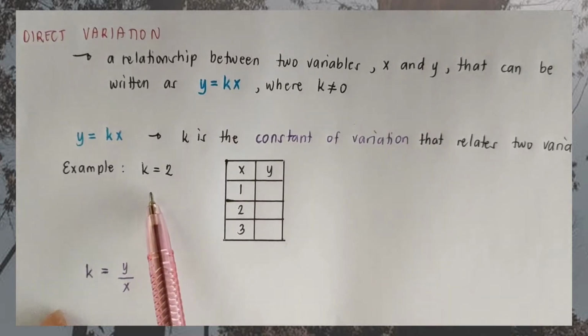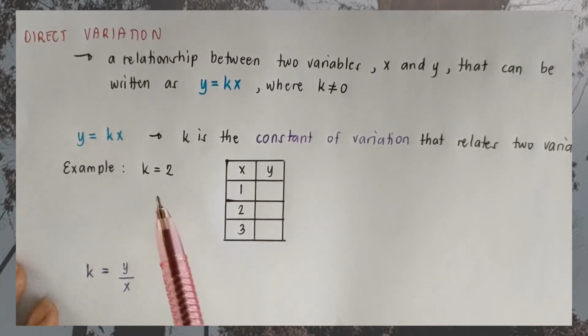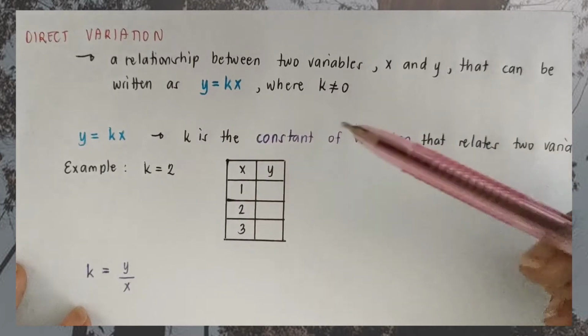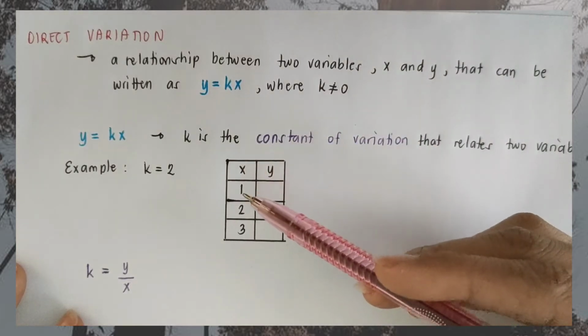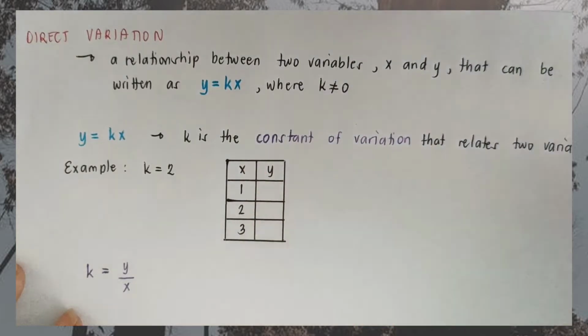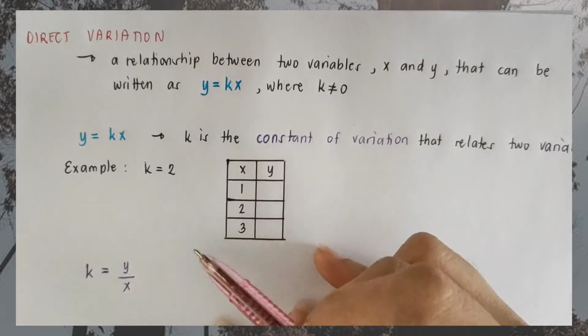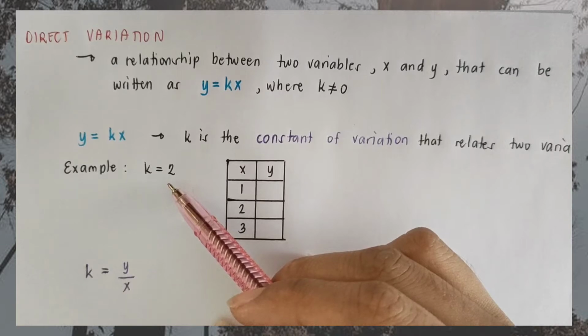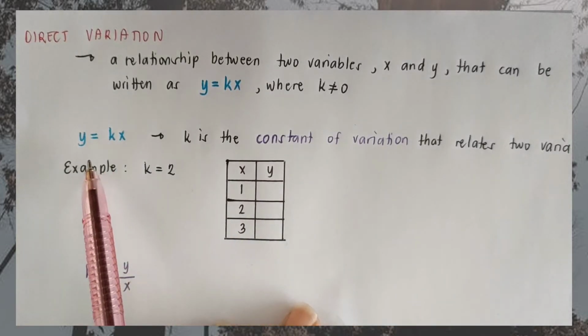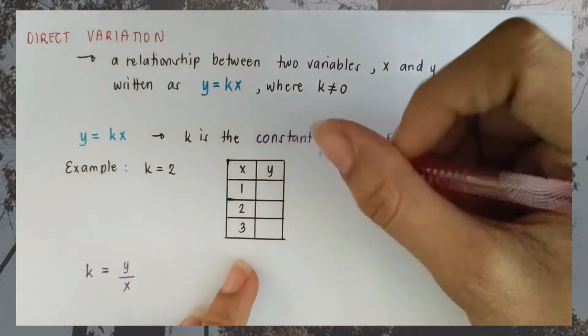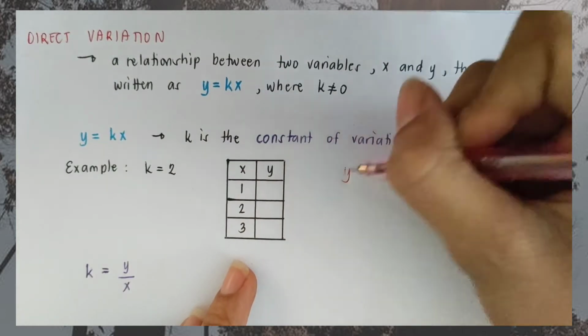Let's take the first example. Let's say k is equal to 2, and let us solve for the value of y given the x, which is 1, 2, and 3. So the first thing that we need to do here is to substitute for the value of k, which is 2, in our equation, y is equal to kx. Okay, let's compute for the first one.